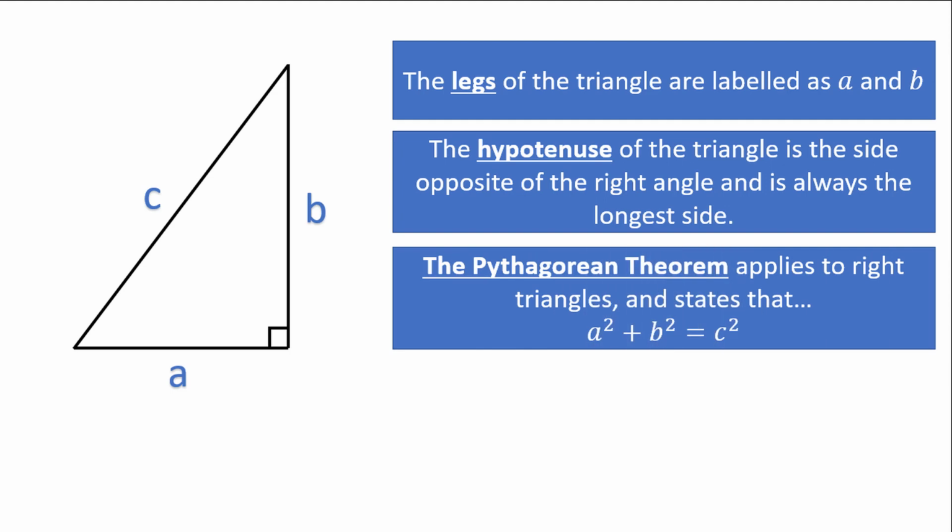The Pythagorean theorem applies to right triangles and states that if you square each of the legs of the triangle, a and b, and then add them together, you will get the square of the hypotenuse. In other words, a squared plus b squared is equal to c squared. If you want to find the hypotenuse, all you would need to do is to take the positive square root of both sides.